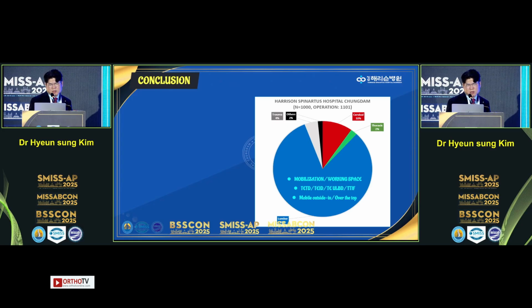In my lecture, I mentioned that the two key points are how successfully you mobilize the working channel and how sufficiently you make the working space, which are very important to the success of thoracic endoscopic spinal surgery. We can use TTD, TID, TULBD, and thoracic interbody fusion. Also in endoscopic decompression, keep the outside-in, over-the-top technique, which will give good results for thoracic disc and degenerative disc pathology.